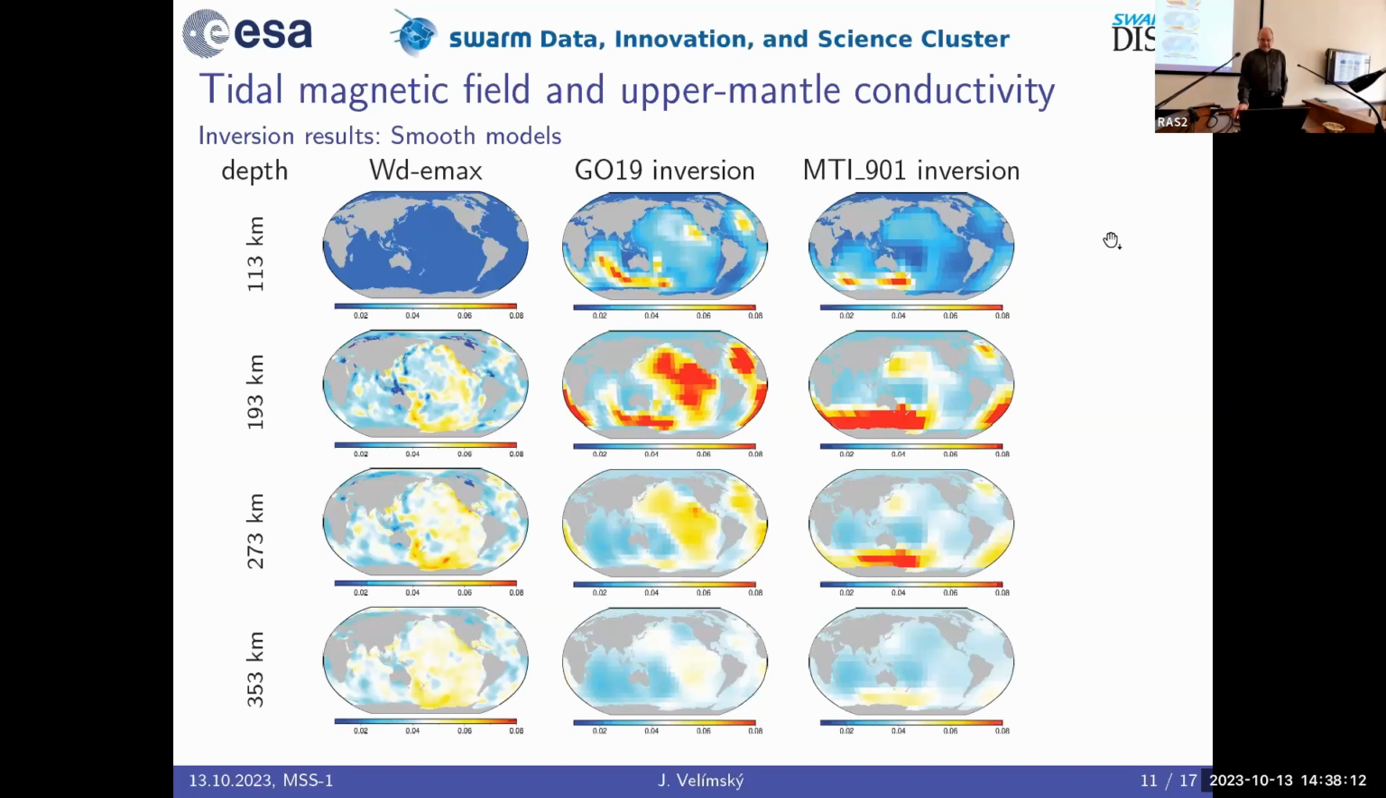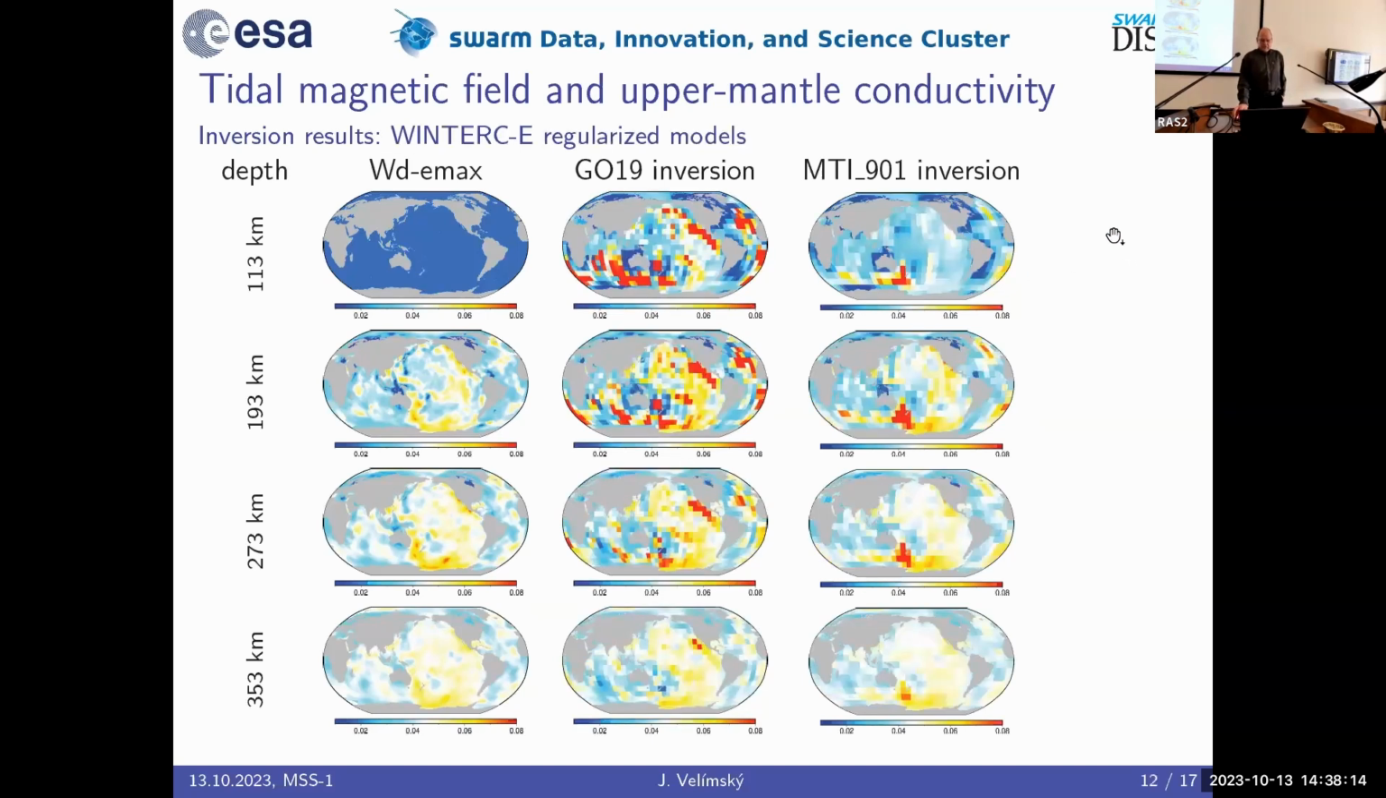If we try a different inversion where we use this winter CE as an a priori model and try to regularize towards this model, the agreement between these two data sets is slightly better. And you can see in some places mostly increased conductivity compared to the a priori model, which might signify increased presence of melt or water in the mantle.